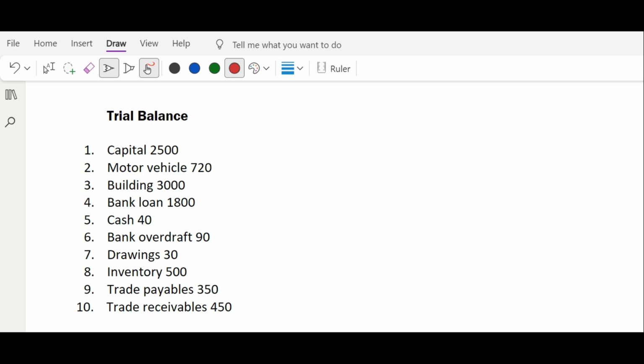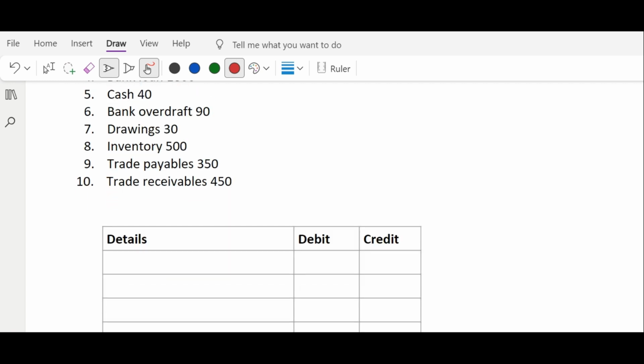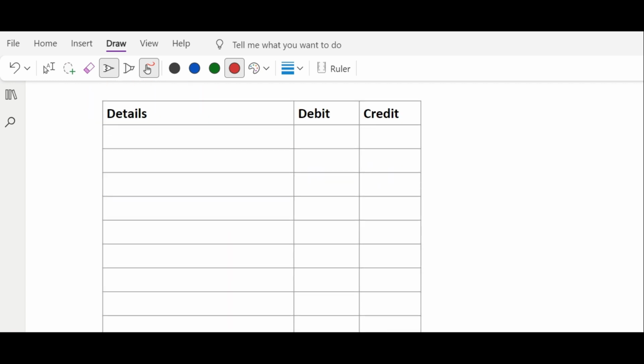Hi guys, today we are going to learn about the trial balance. We're going to do that by going through a question. But before starting, we need to know what the trial balance is. So the trial balance is something like this, which lists out all the balances that were recorded at the end of the period.